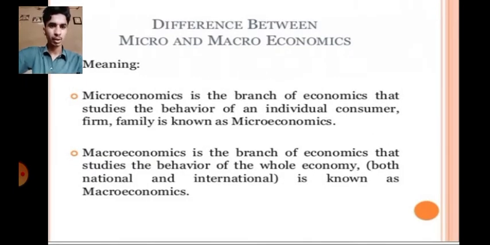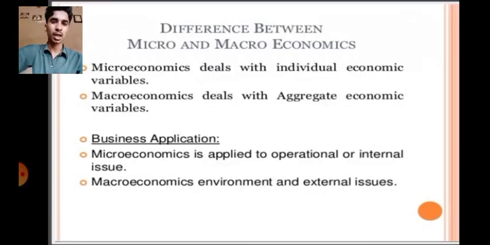Difference between micro and macroeconomics. Meaning: microeconomics is the branch of economics that studies the behavior of an individual consumer, firms, and family. Macroeconomics is the branch of economics that studies the behavior of the whole economy, both national and international.